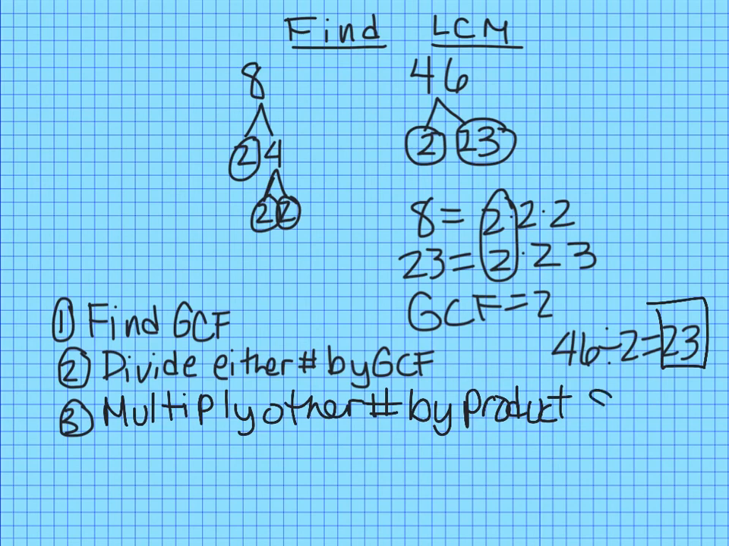So we multiply 8 times 23. So this looks a little scary, but 8 times 2 is 16, so 8 times 20 is 160, plus 8 times 3 is 24, so that equals 184. So that's how you can do some of that sticky math in your head. So that equals our least common multiple. So our least common multiple for 8 and 46 is 184.